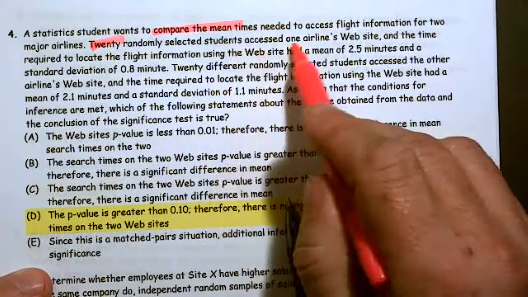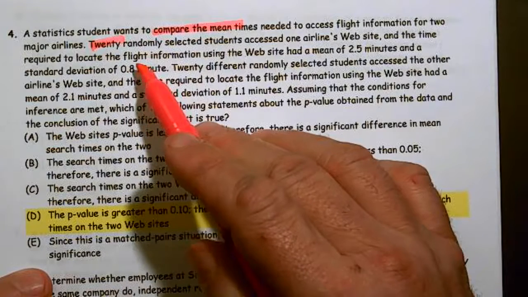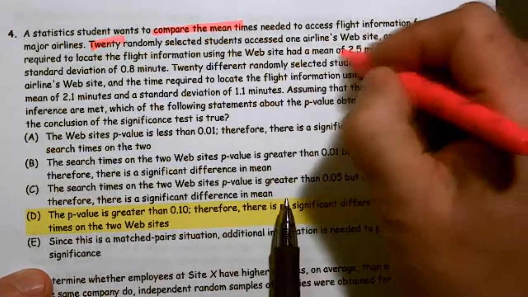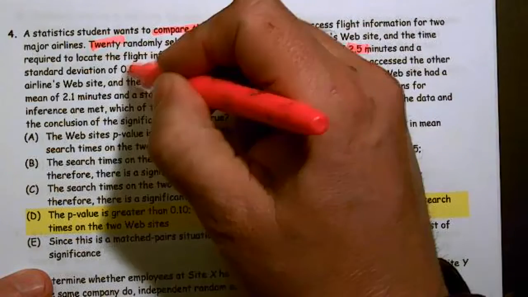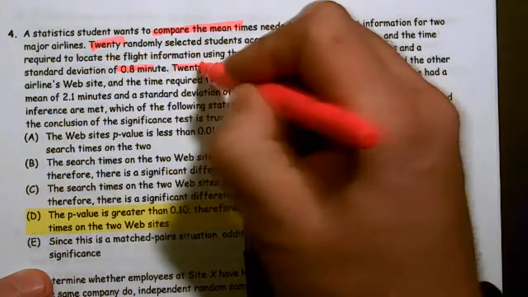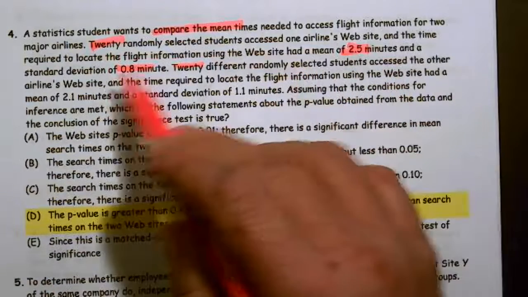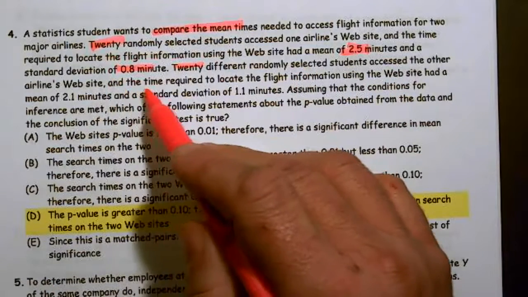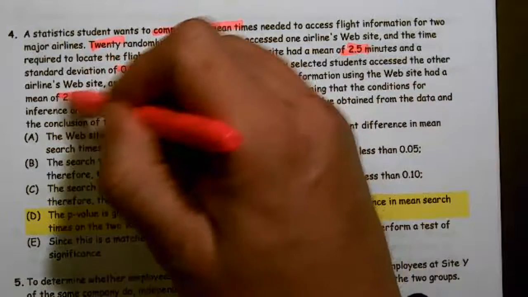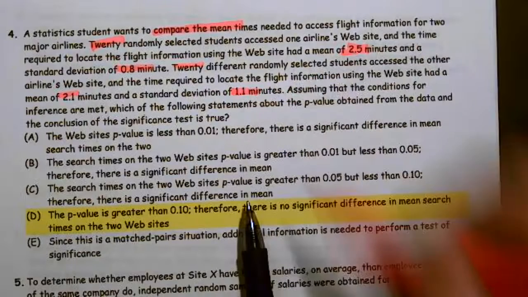Students access one airline's website, and the time required to locate the flight information using the website had a mean of 2.5 and a standard deviation of 0.8. We have another group of different selected students access the other airline's website, and the time required to locate the flight information had a mean of 2.1 and a standard deviation of 1.1.